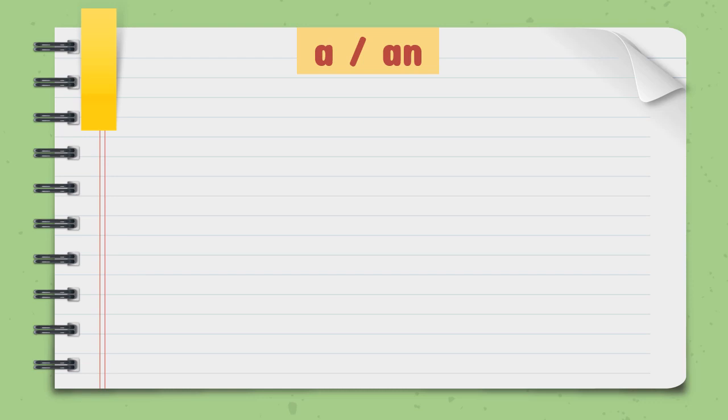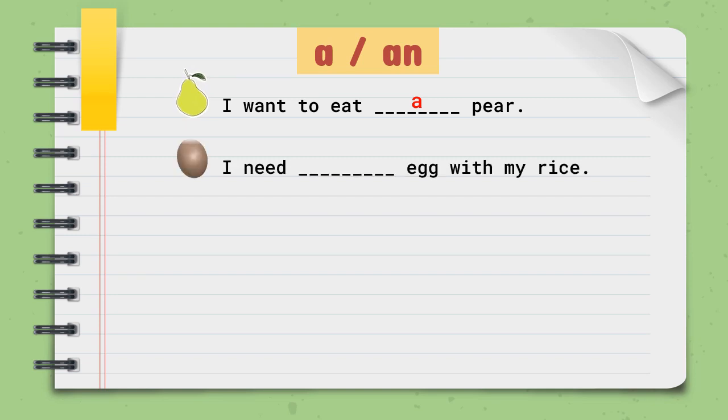How do we use a and an in a sentence? I want to eat blank pear. Pear starts with consonant P, so we use a pear. I want to eat a pear.